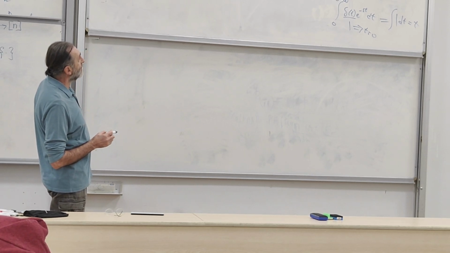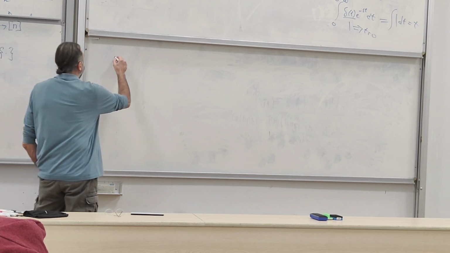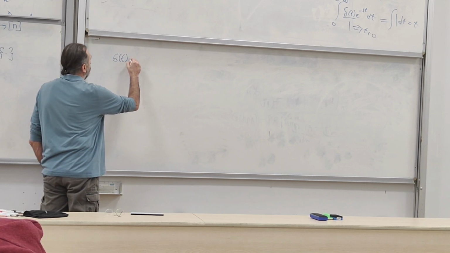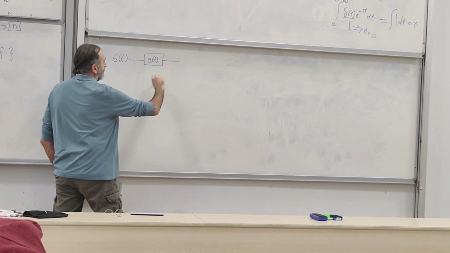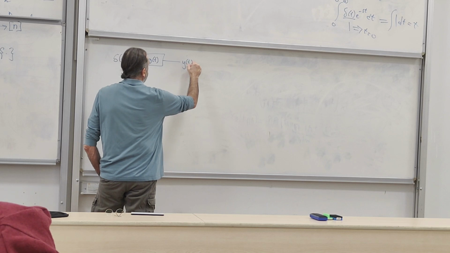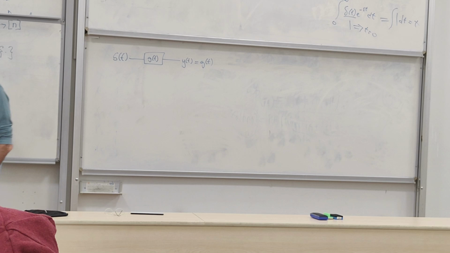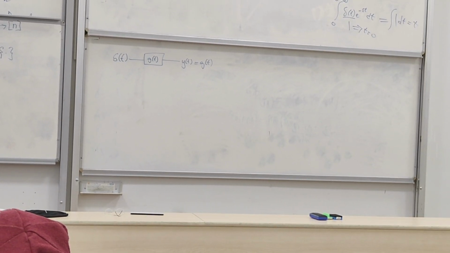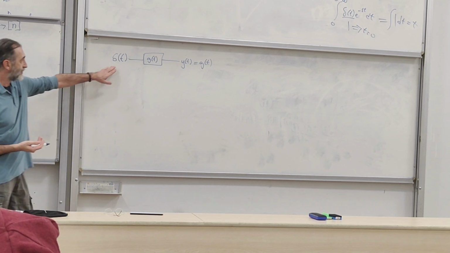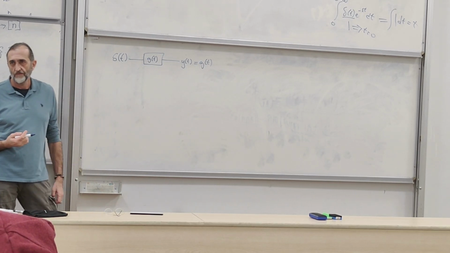Now what we have said is that if I give delta of t to any system g of t, what I get is the output y of t equal to g of t. In order to identify what a system is, all I have to do is give it an impulse and look at the output. The output is going to be the system.